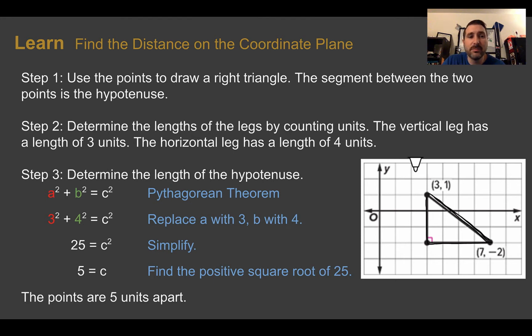Then, once we've made a right triangle, we're going to count how long the legs are. So this leg here is 3 units tall, and this leg here is 4 units wide. Now, to find our missing side length, we just use the Pythagorean Theorem, which we learned back in lesson 3. So a squared plus b squared equals c squared. If I plug in 3 for a, 4 for b, I get 9 plus 16, which is 25. Taking the square root of that, the square root of 25 is 5. And again, we only use the positive value, so c must be 5.